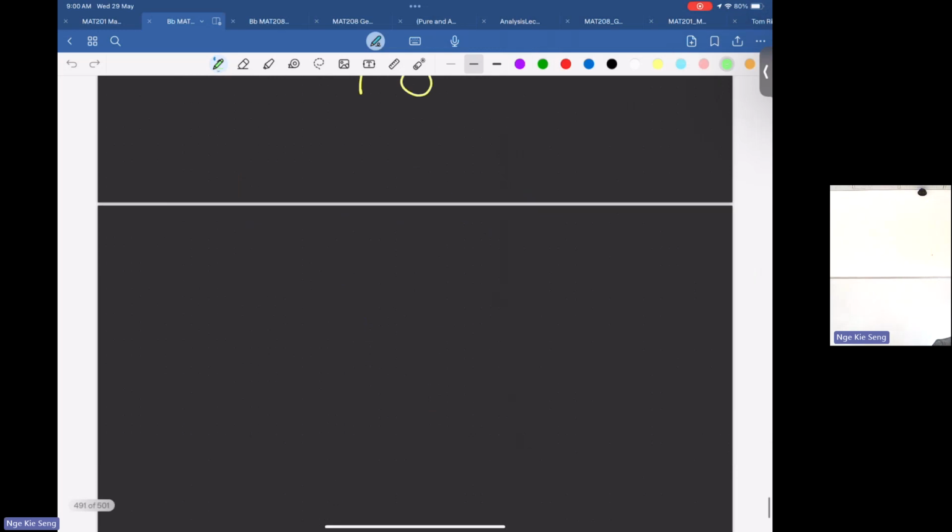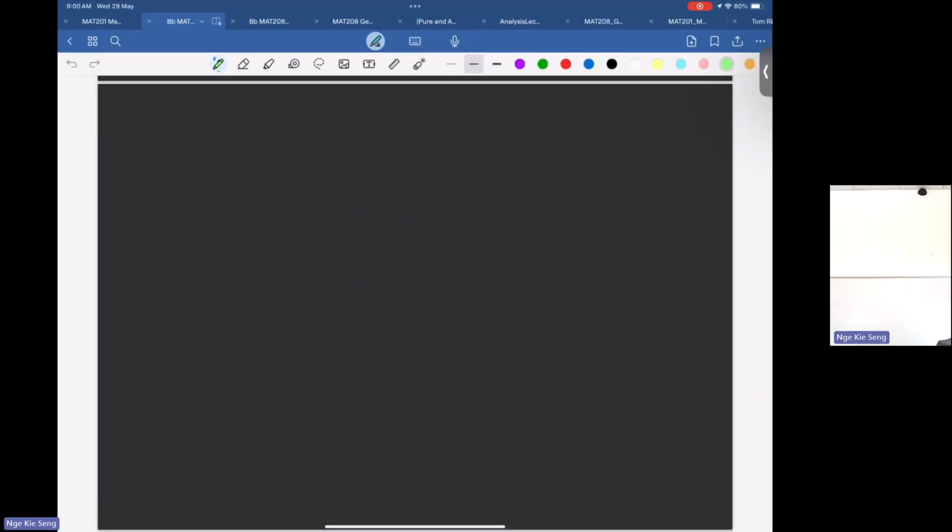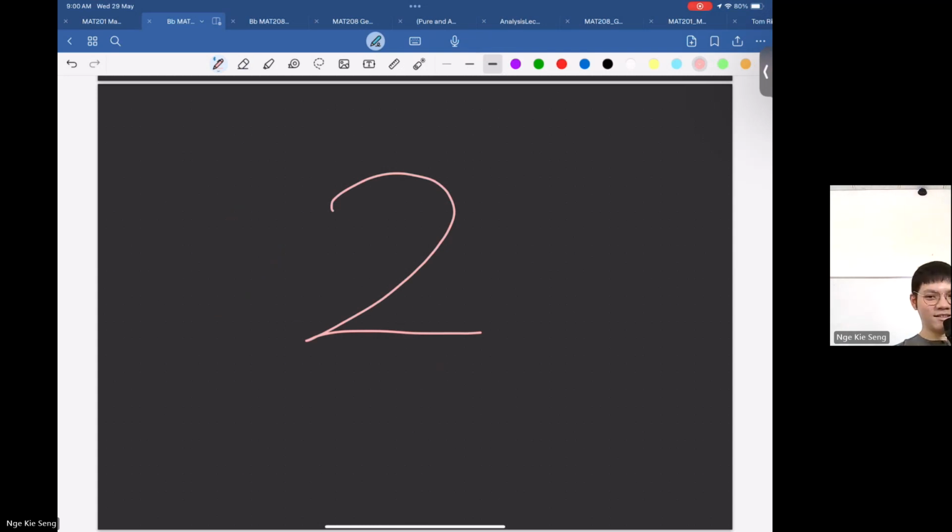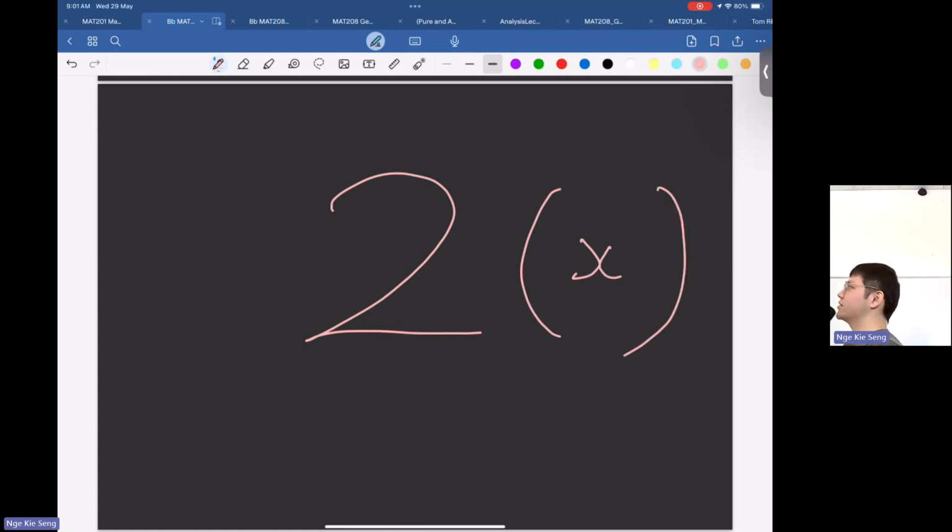Before we start, let's do some pop quiz. What is this? What is 2? 1 plus 1. Okay, 1 plus 1. But sometimes when we write 2, we want to see 2 as a function. So if we see 2 as a function, what is this function? Constant function. Meaning you plug in any x value, I always get 2.